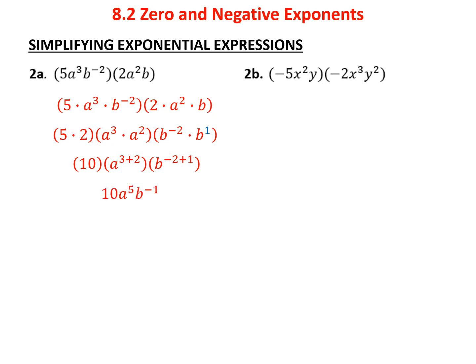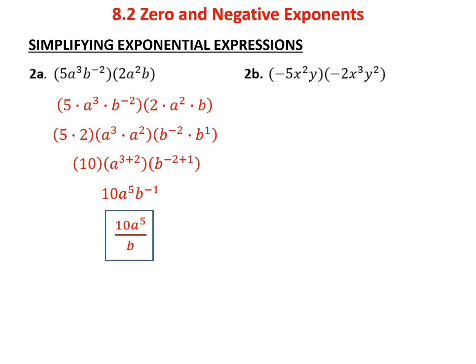Now we just simplify that. We have 10 a to the 5 b to the minus 1. One note we made above, though, when we simplify exponents, we never want to leave a negative exponent. So in this case, I need to change b to the minus 1 to 1 over b to the positive 1. In other words, it comes down, and my final answer is 10 a to the 5th divided by b.